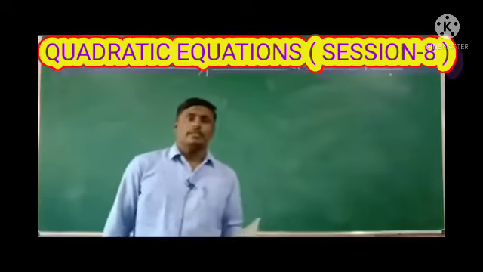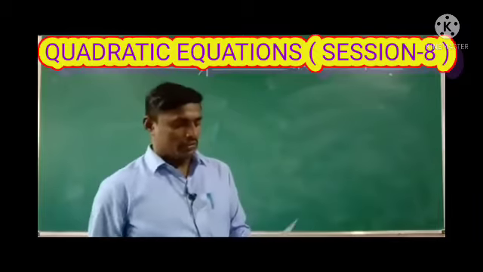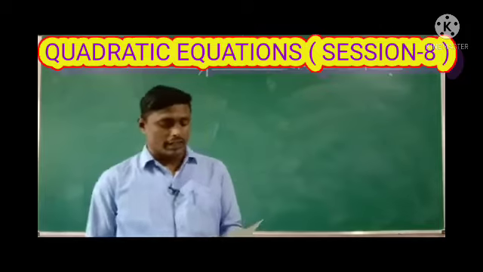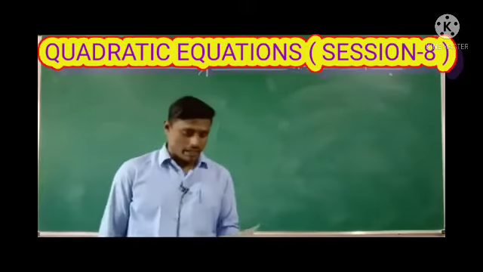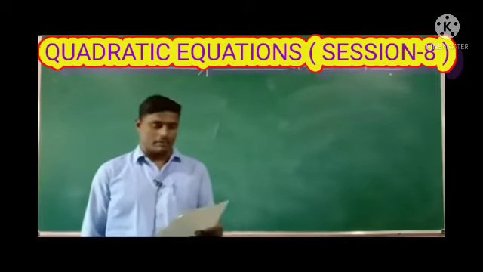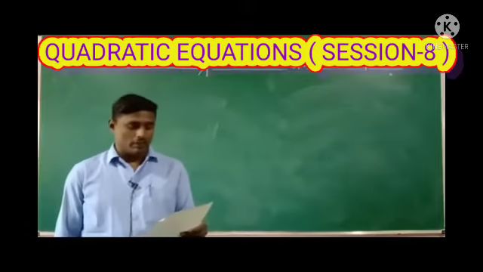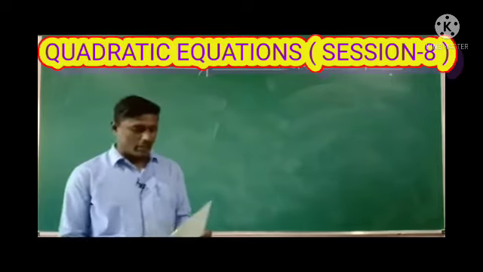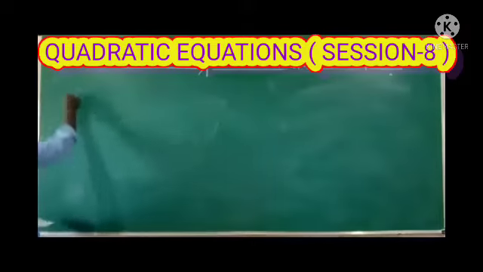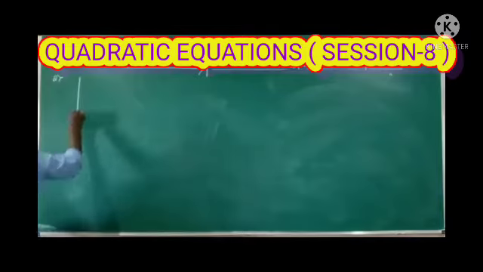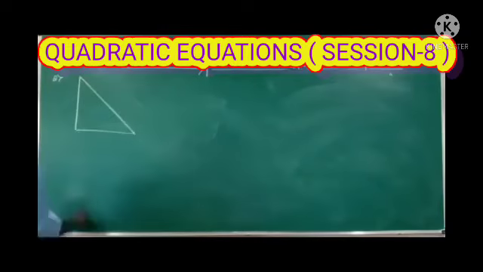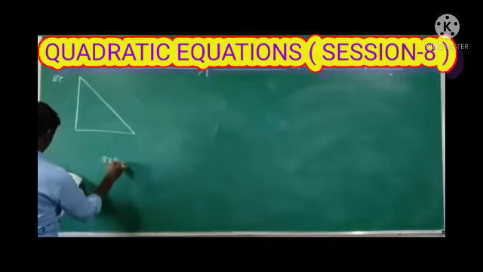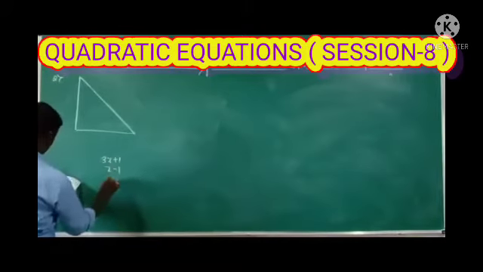Okay, see the second question. The sides of a right angle triangle are x minus 1 centimeter, 3x centimeter and 3x plus 1 centimeter. Find first the value of x, second the length of its sides, third its area. Okay, this is the second question. Here three lengths are given in algebraic form: 3x plus 1, x minus 1 and 3x.